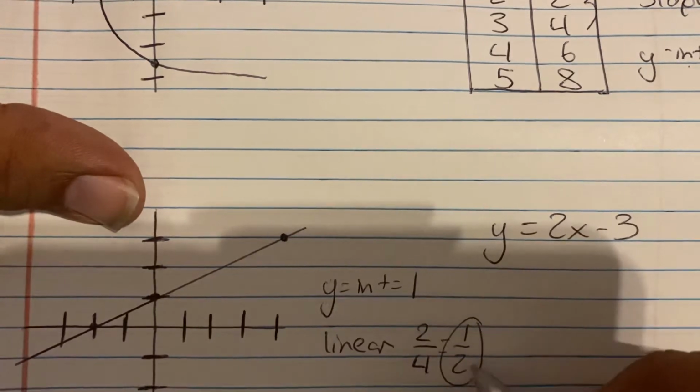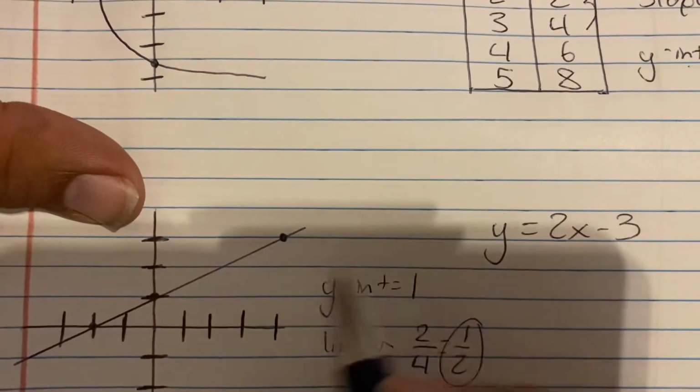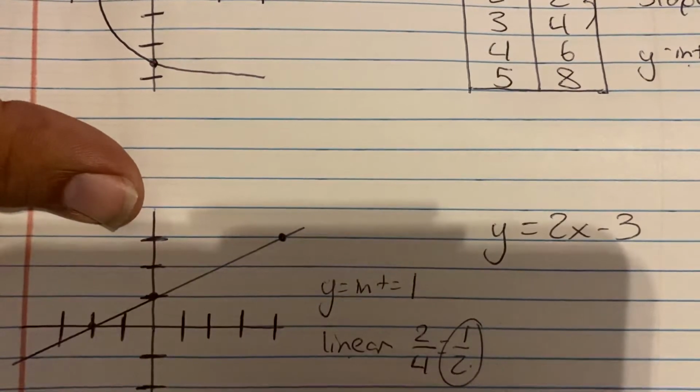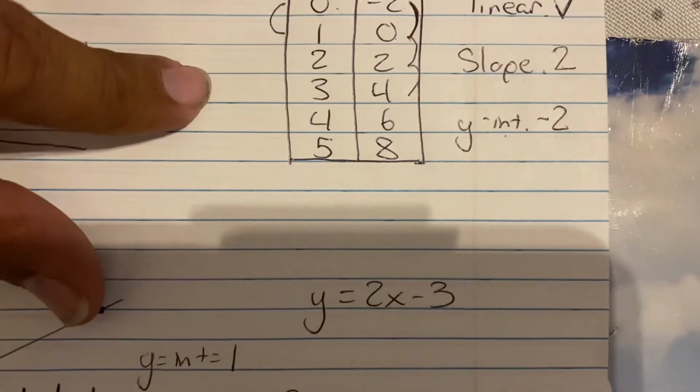So here's the slope. Is it linear? Yes. Does it have a y-intercept? Yep, it's right there at 1. Let's do all of this in the equation now.